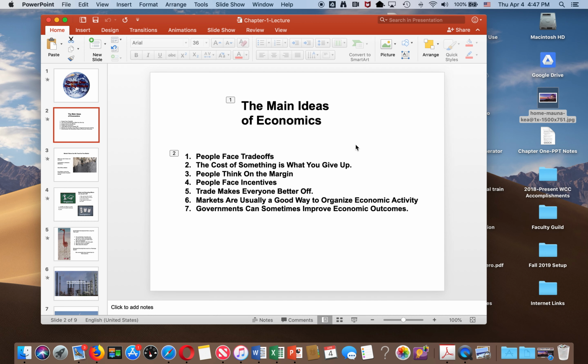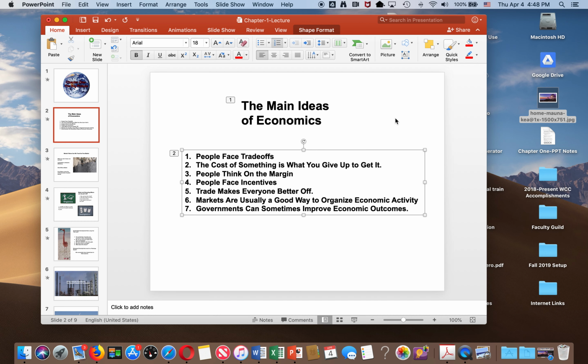Number one, the first main idea is that people face trade-offs. All decisions involve something that you can do and something that you cannot do. And this is very closely followed by number two, the cost of something is what you give up, or as I should say, give up to get it. Let's see if I can add that in there. Yes, that's much more like it. So doing something means that you're going to have to give up something else. We call this opportunity cost.